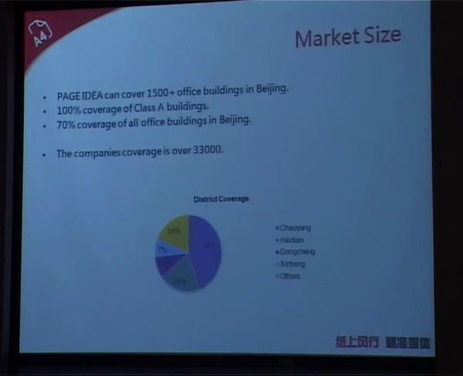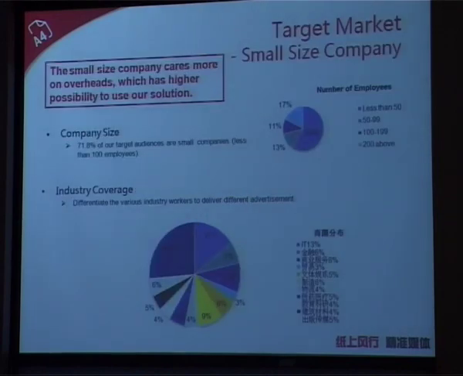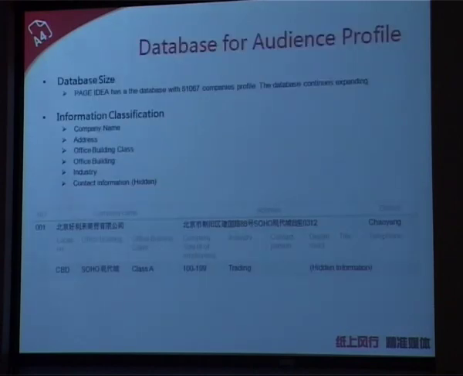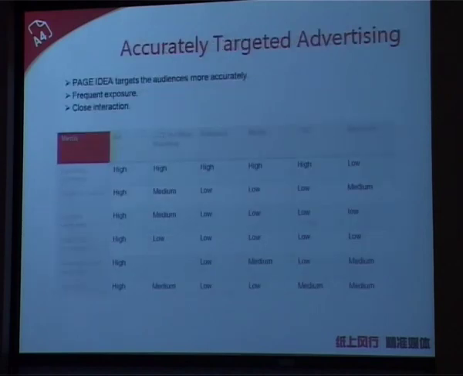Here are our main customers. We have 1.5K office buildings in Beijing, and we also have 100% penetration rate of the Class A buildings and 70% coverage of all office buildings in Beijing. As I mentioned, overheads is what the customers care about most. Related to the database we introduced before, we use the profiles for confidential purposes and we're trying to use them effectively. And one example is the Beijing Bank example.